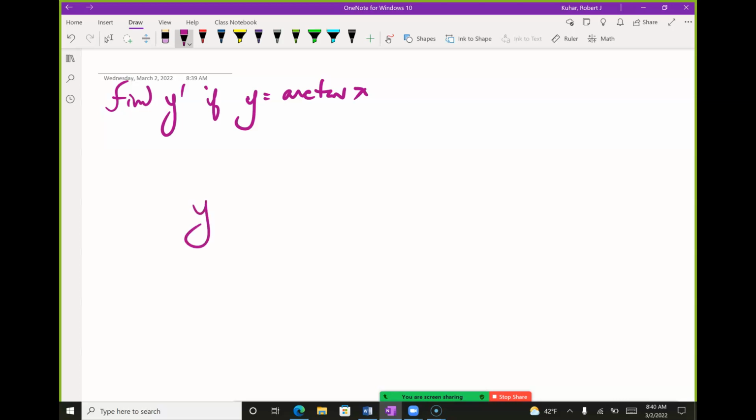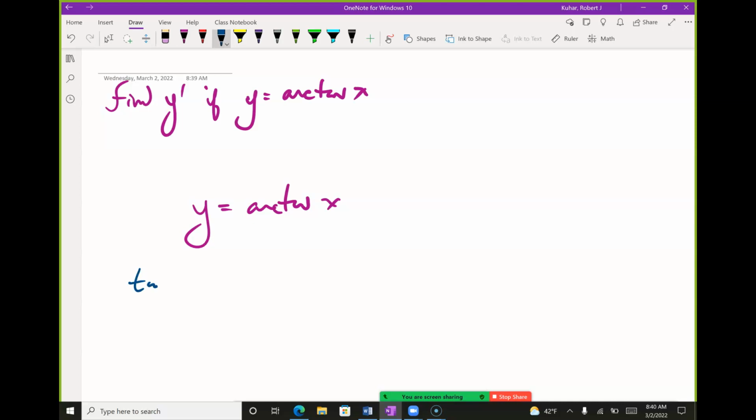So if y equals the arctan of x, I see that I have an inverse trig, but I don't think in inverse trigs. If I said to you, what's y prime right now, you would go, I don't know. But if I turn this into a trig function, then it's easier to deal with because I already know all my trig derivatives.